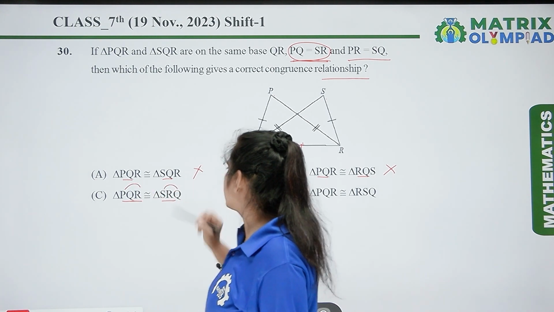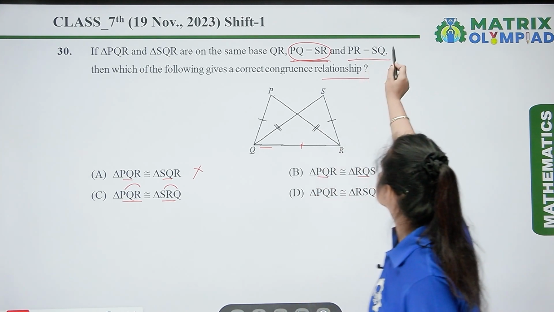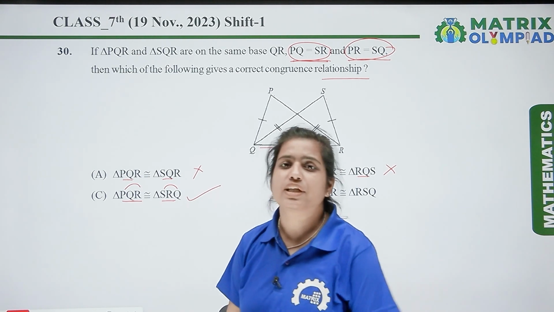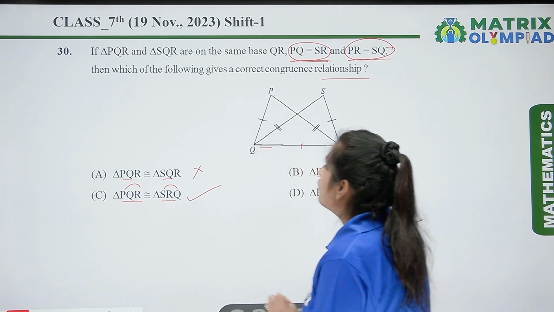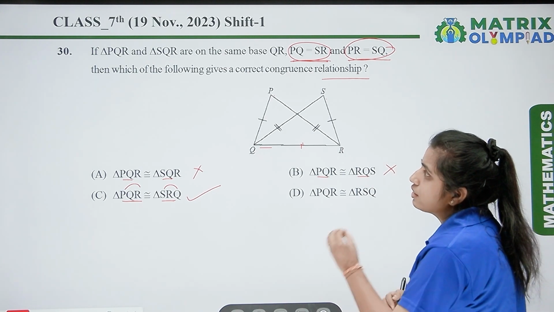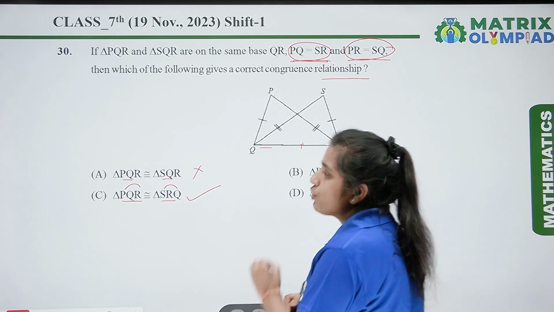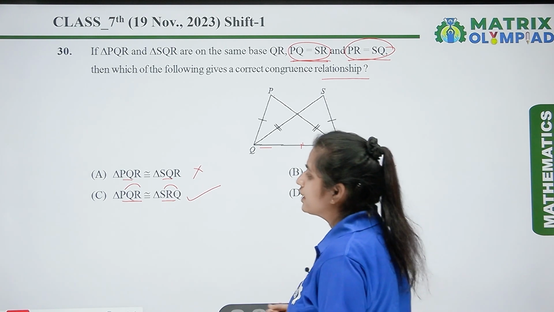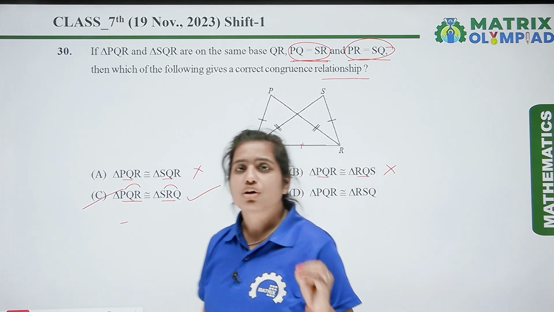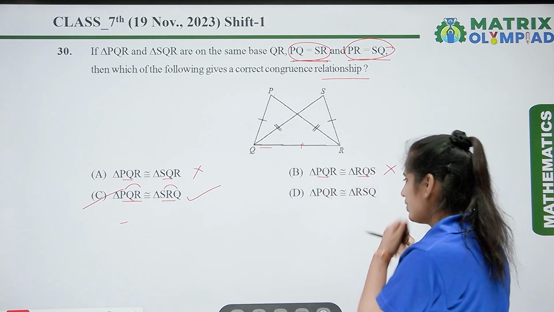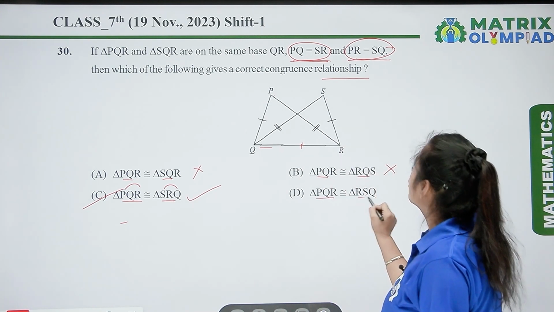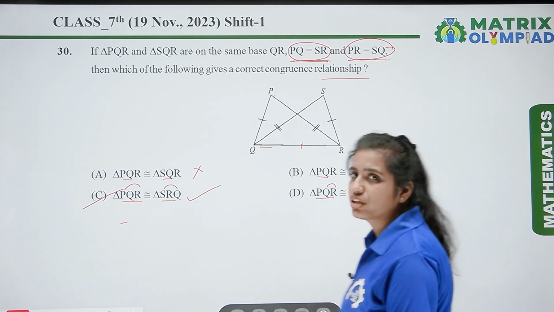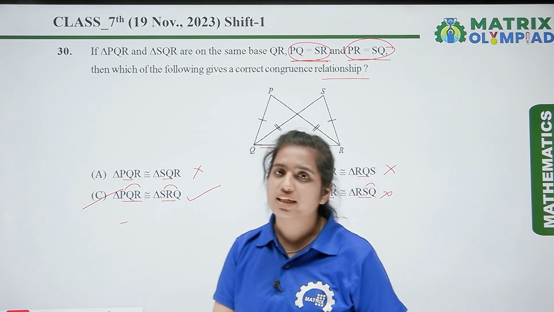PR is equal to SQ. Yes, this is also correct. Means this is the correct representation of the given triangles, that is triangle PQR and triangle SQR. So option C is the correct congruency relationship. In option D, PQ is equal to RS, yes, but QR is equal to SQ, no, the second condition is not correct. So here option C is the correct answer.